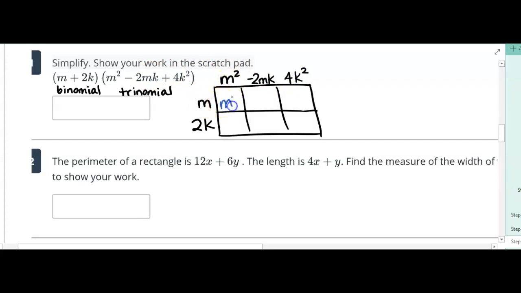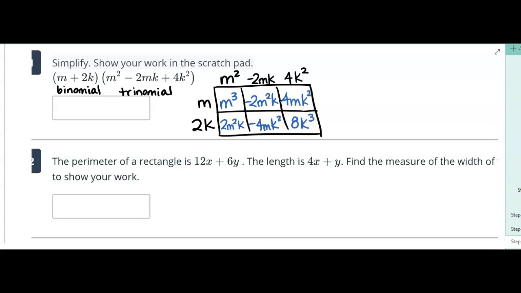M times m squared is m cubed. Multiplying these, I get negative 2m squared k. Multiplying these, I get 4mk squared. Multiplying these, I get 2m squared k. Even if I had written 2km squared, that's the same thing. I'm just trying to be consistent. I'm putting the m first and the k second in each term. Doesn't really matter how you do it, just try to be consistent. Negative 4mk squared, and finally 8k cubed.